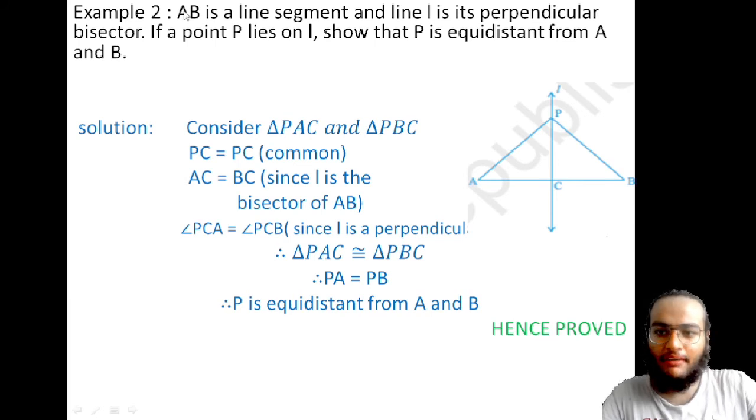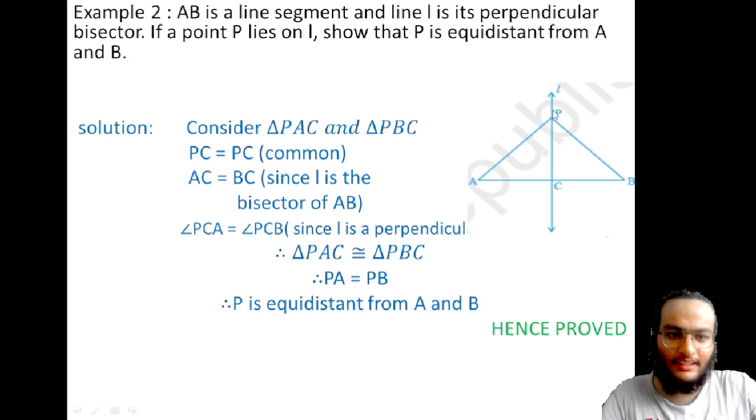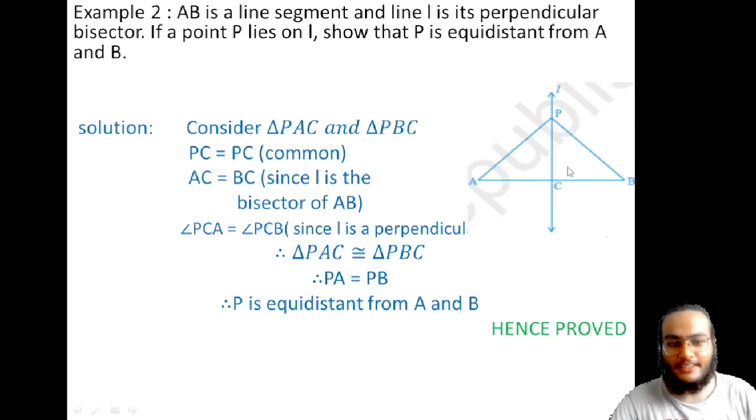The second example given in the NCERT is: AB is a line segment and the line L is its perpendicular bisector. If a point P lies on L, show that P is equidistant from A and B. Now consider triangles PAC and PBC. In these triangles, the line PC is common to both. Then AC should be equal to BC because L is the perpendicular bisector of line AB.